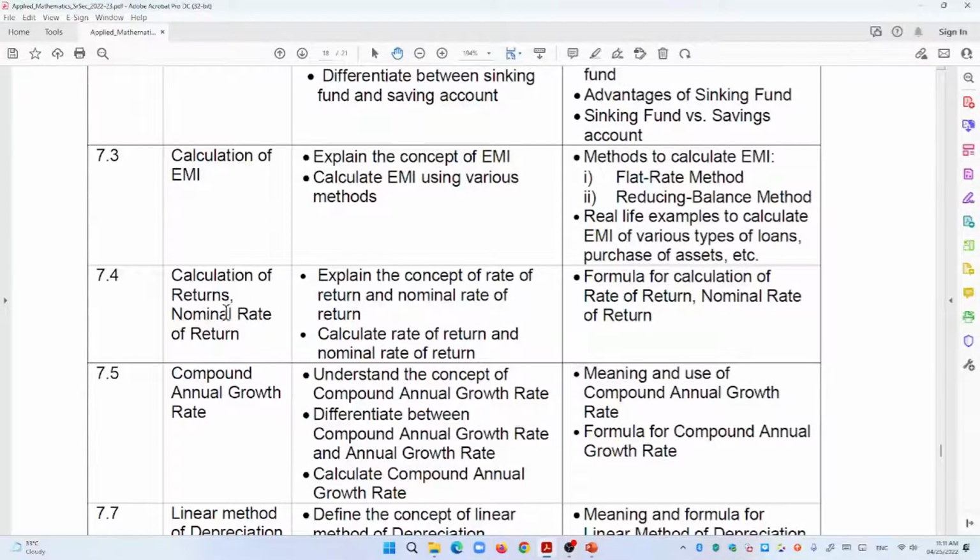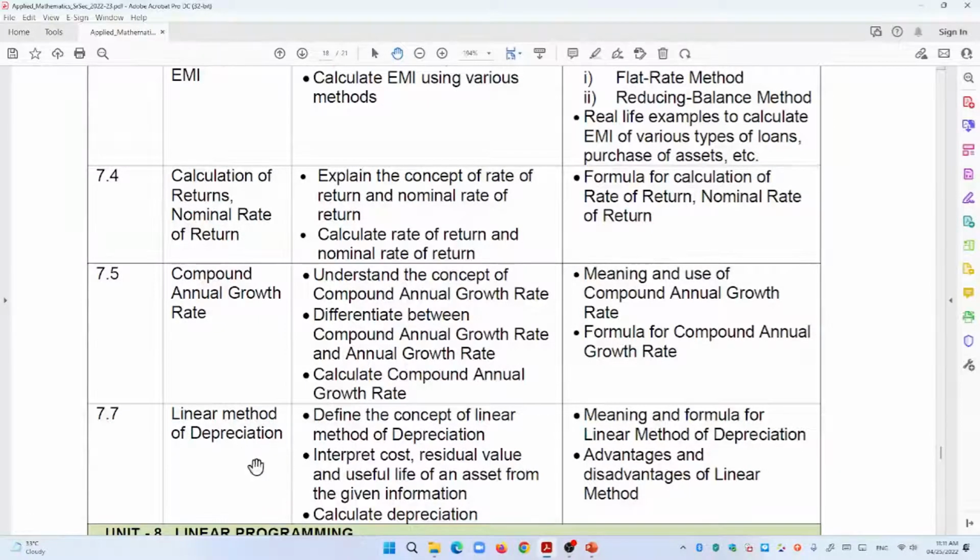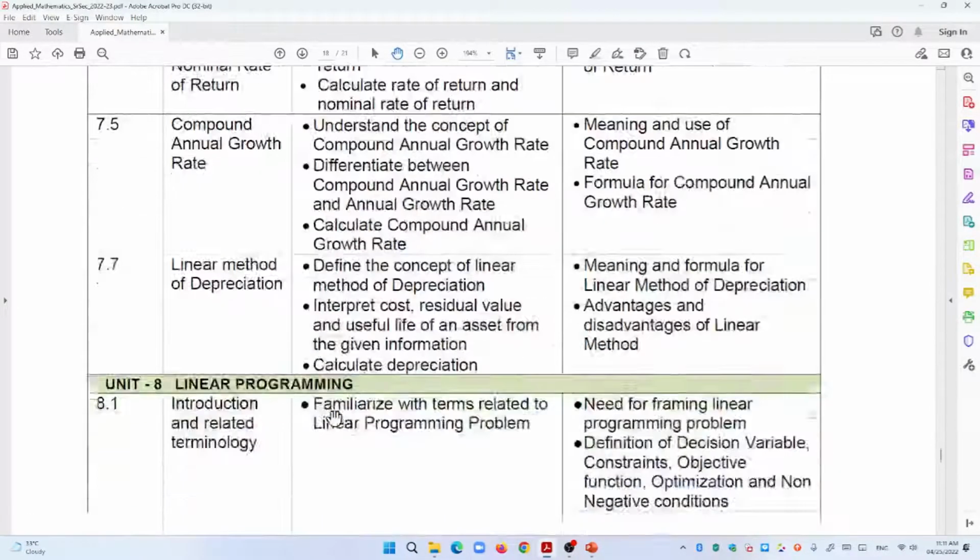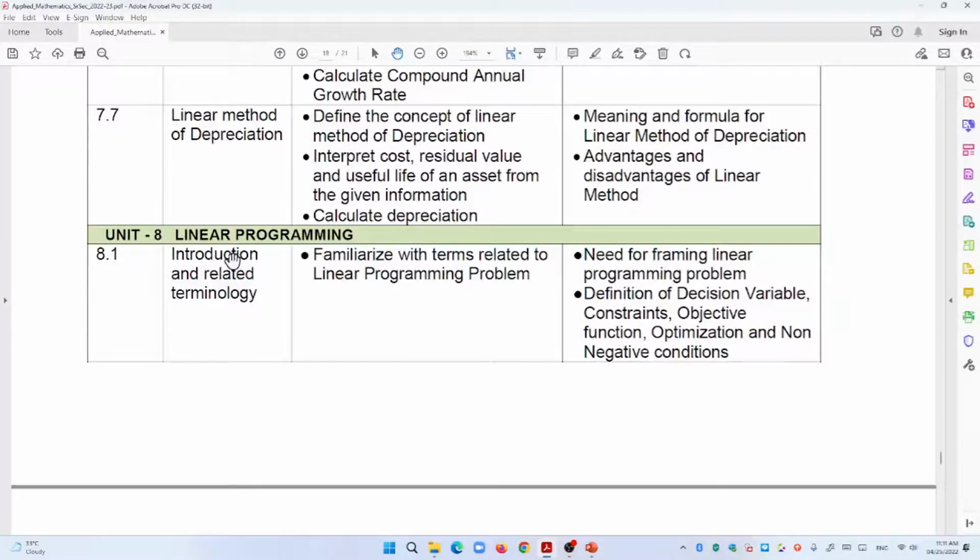Next we have calculation of returns and nominal rate of return, then compound annual growth rate, and finally linear method of depreciation. So these are the topics included in the 7th unit. Now we have the last unit, linear programming.